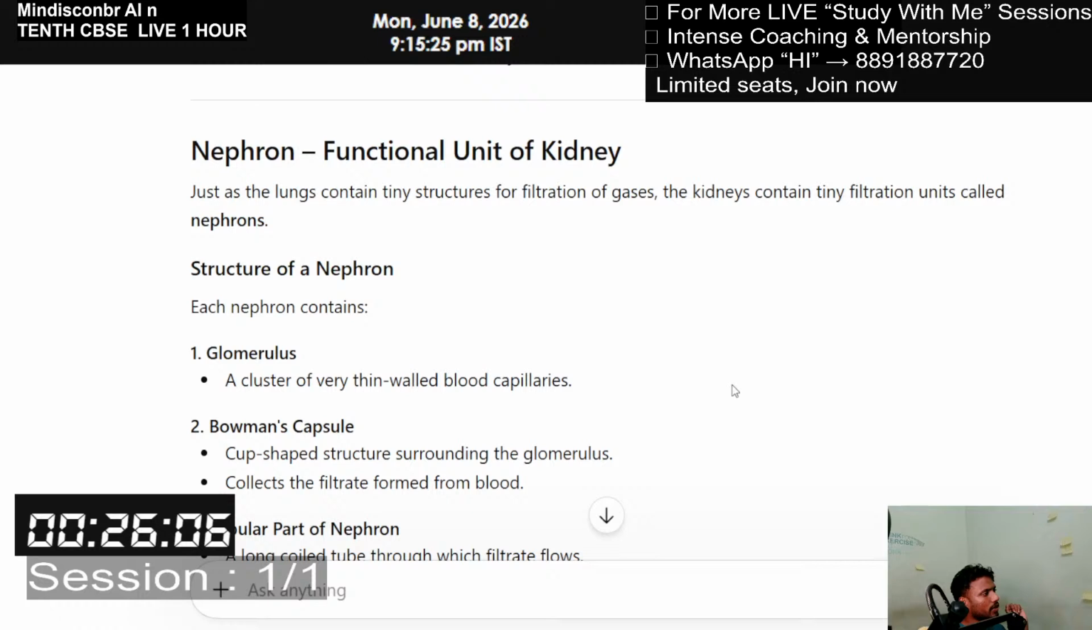So nephron is the functional unit of kidney. Just as the lungs contain tiny structures for filtration of gas, the kidneys contain tiny filtration units called nephrons. What is filtration? Filter paper. You know filter paper. Why is filter paper used?